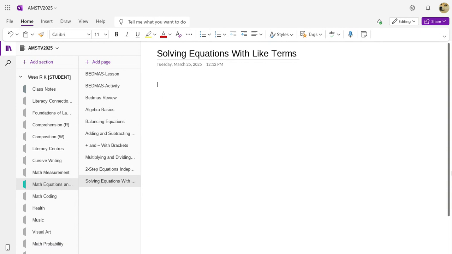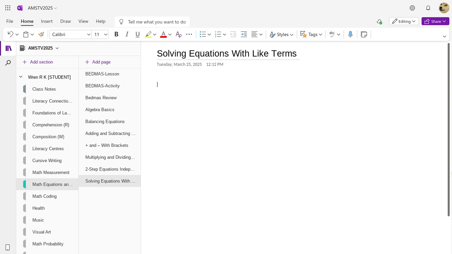Now, will every equation that we come across have like terms that we can combine before solving? No, but it is something to look out for. So let's jump into number 1, where we have 4x minus 11 plus 2x equals 13. Now, looking at this equation, do we have any like terms that we can combine?